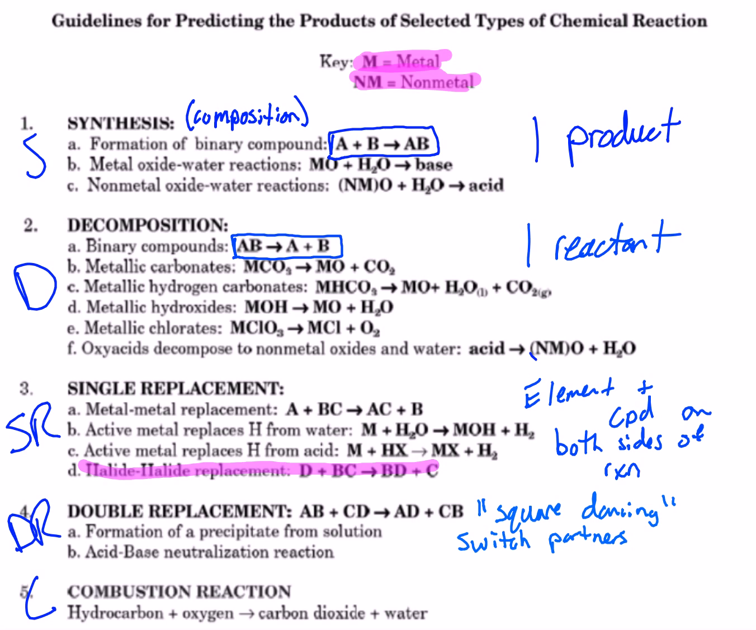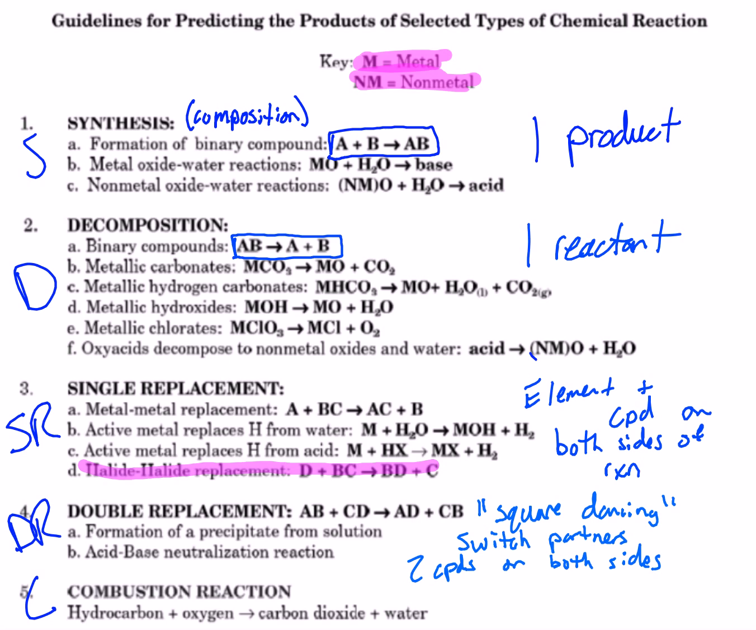Here's what you're looking for to classify it. You have 2 compounds on both sides. So for double replacement, you've got 2 compounds in the reactants, and you have 2 different compounds in the products. Jake? Can we abbreviate square dancing by putting a square in the... If you want to, they're your notes.